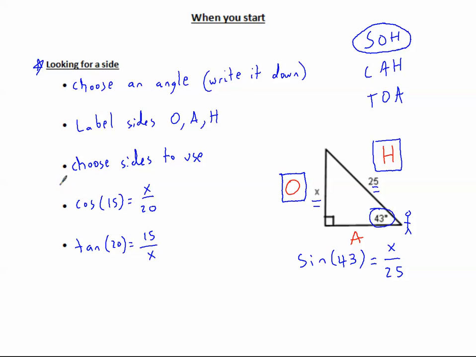These are the two possible examples. You're only going to do one of these things at a time. This one is what happens when your variable is on top. This is what happens when your variable is on the bottom. Those are the only two places they're ever going to show up when you're looking for a side.